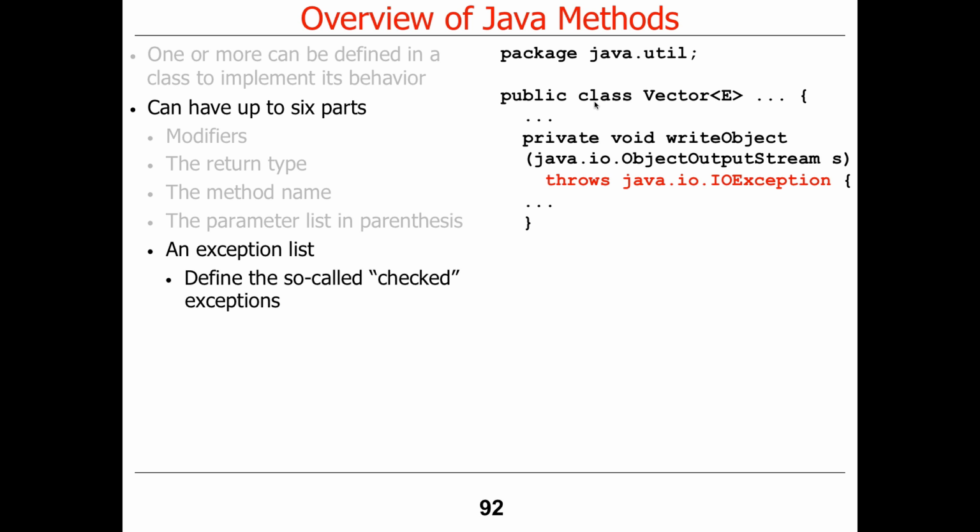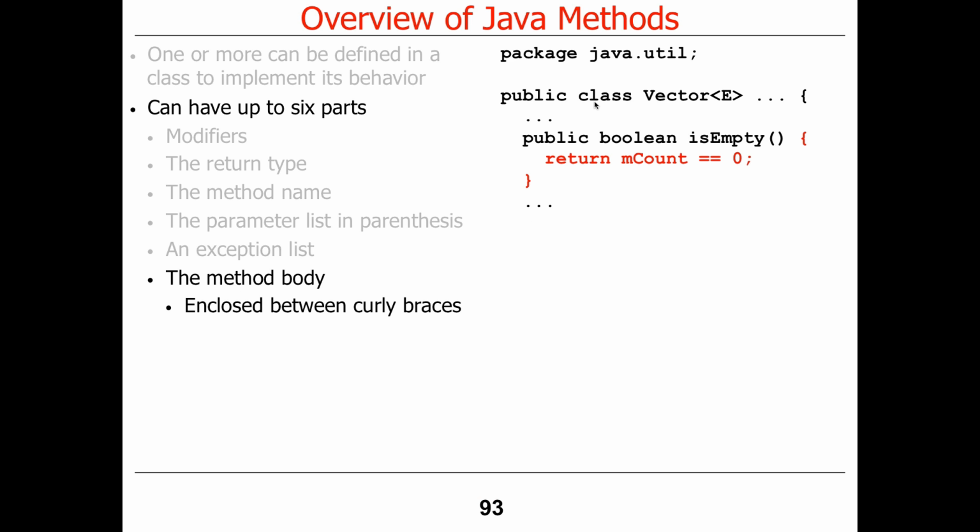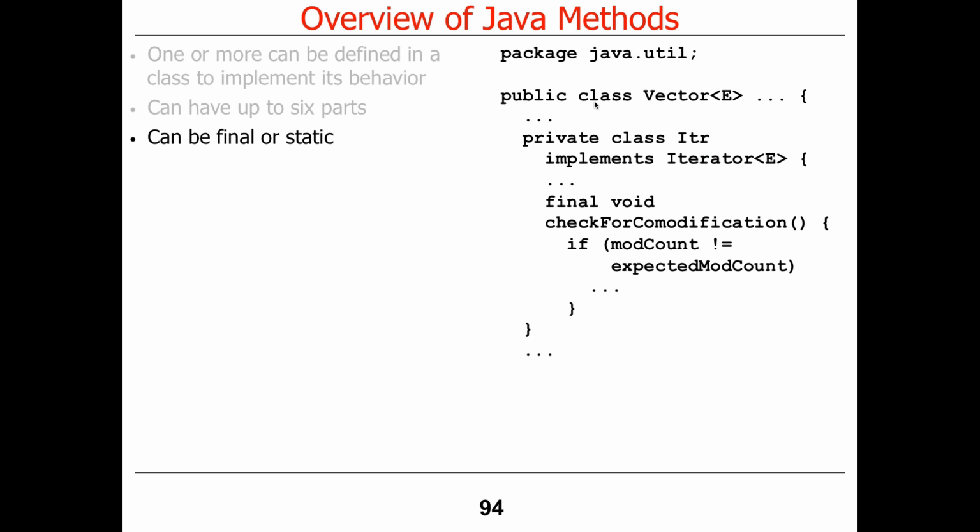There's different kinds of exceptions in Java. This is an example of something called a checked exception. And that says that this method write object will throw the Java IO exception, or could throw the Java IO exception, and you'd better be prepared to handle it somehow. So you can't ignore it, which actually gets annoying at times. And then, of course, the real interesting stuff is everything between the curly braces. That's the body of the method.